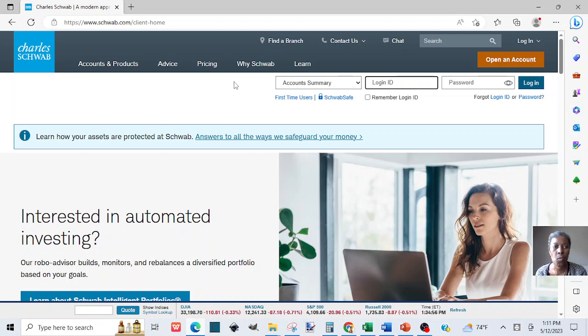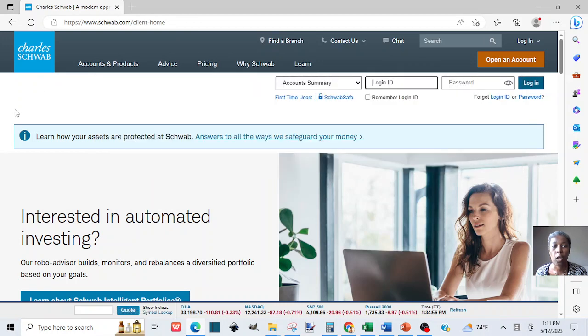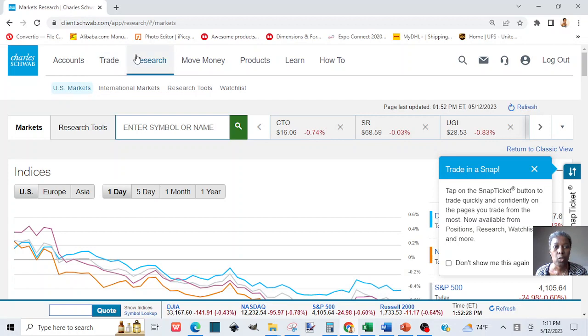So when you log into your Charles Schwab account at charlesschwab.com, on the home page you will log in. You'll put in your login information, or if it's your first time, you will create an account. When you log in, you will first be under Account, and from there, on the top bar, you will click on Research.